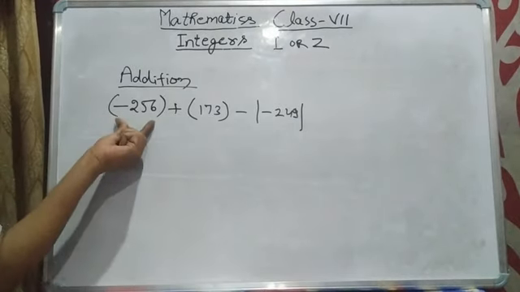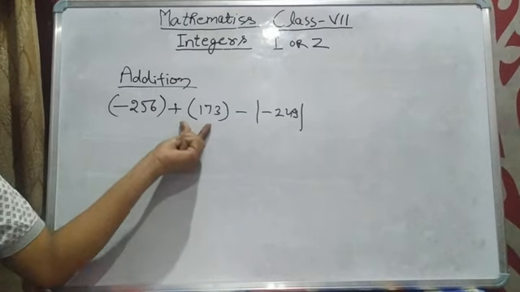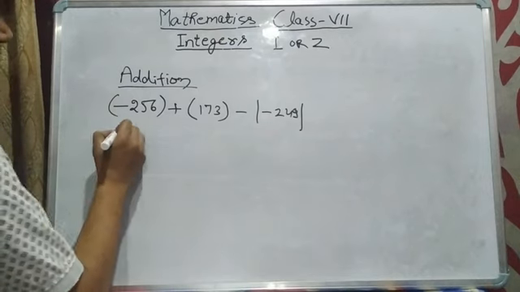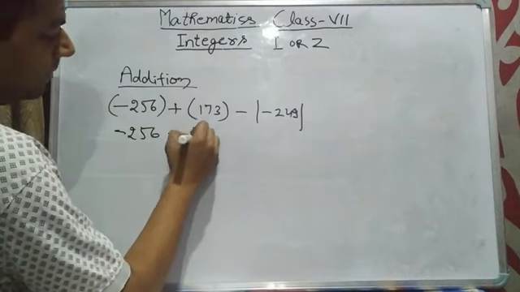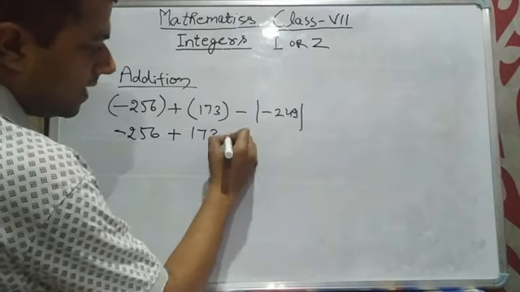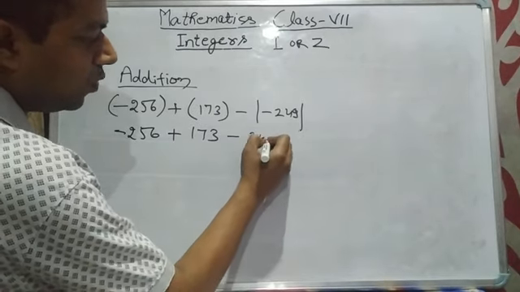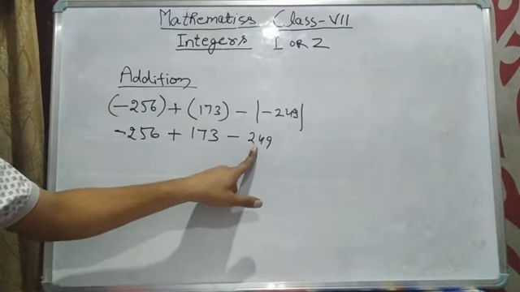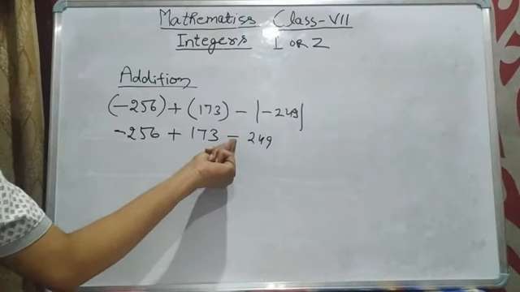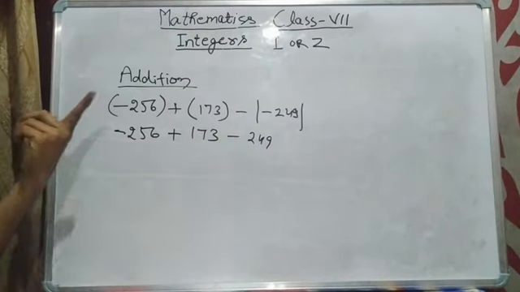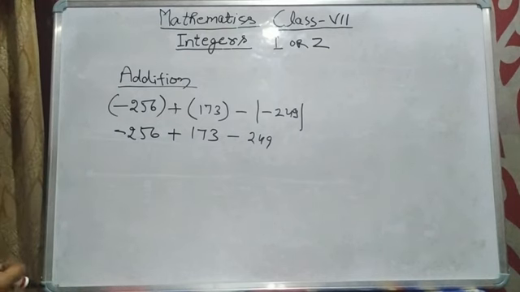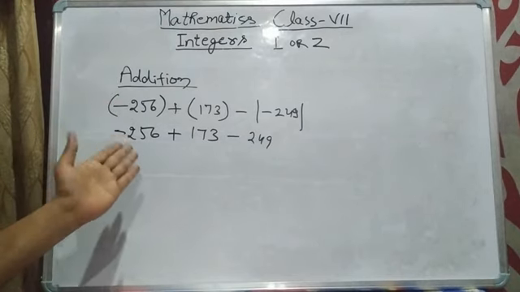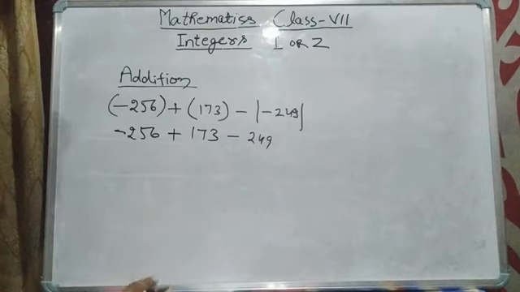All you can check, these are two brackets, these are not absolute value. This is the absolute value we have to find first. So minus 256 plus 173 opening bracket, absolute value minus 249. Make the note here, this is the absolute value, 249 is the positive value, and this minus is this one. Now we can solve in our traditional way. So addition of two integers with the same sign, addition of two integers with different signs, you can do easily.